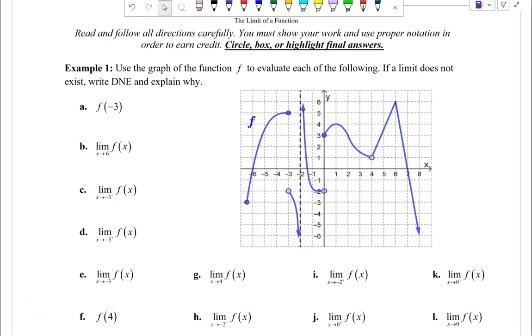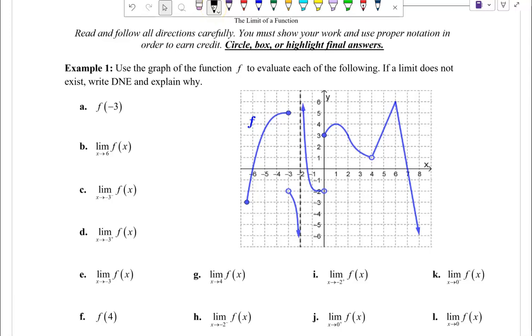In this video, we're going to evaluate limits using two different approaches. One approach will have us looking at graphs to evaluate limits, and the other will have us building numerical tables to determine limits. Let's look at example 1. Use the graph of the function f to evaluate each of the following. If a limit does not exist, write DNE and explain why.